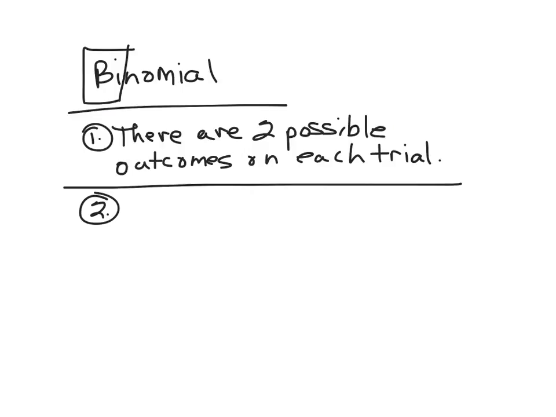You must have a fixed number of trials. And by that we mean I'm going to roll the die 10 times or 100 times or whatever. I'm going to toss the coin 1,000 times. It's not an indefinite number of trials when you go to perform your experiment.